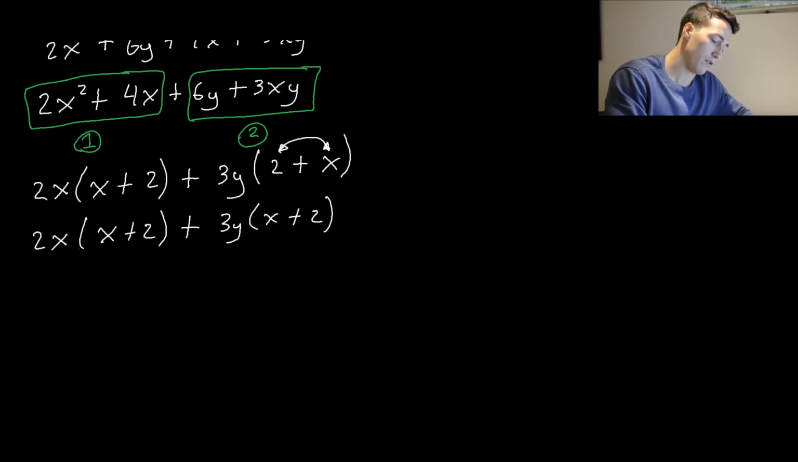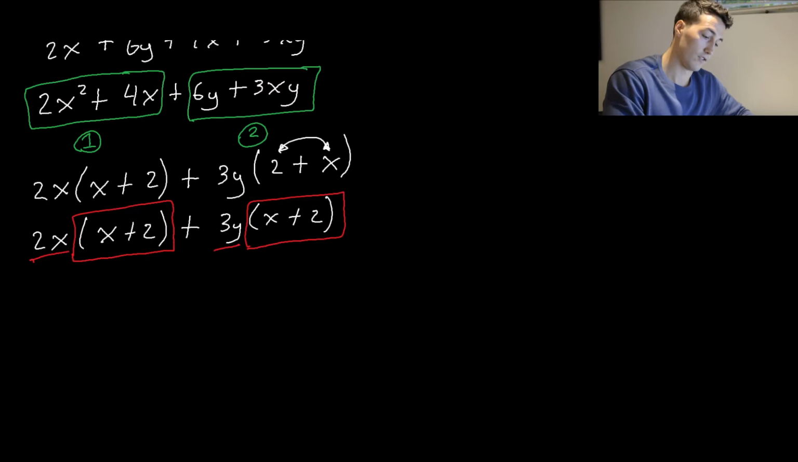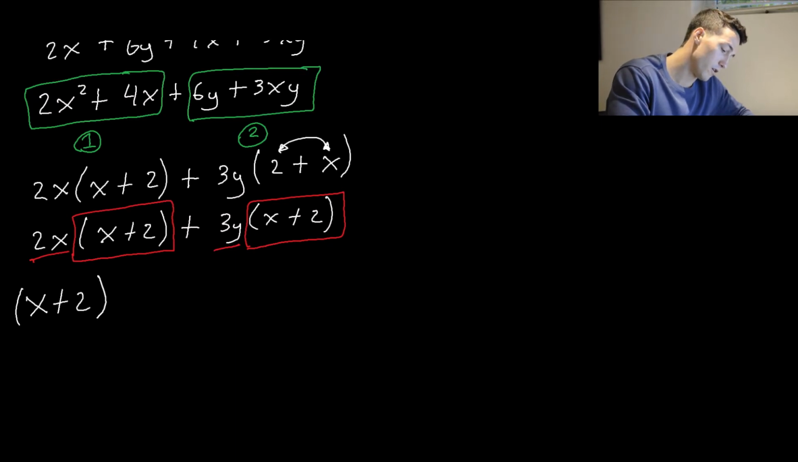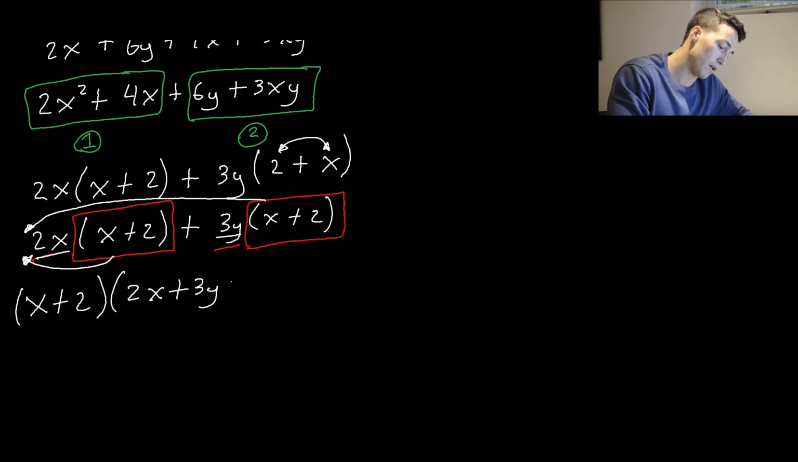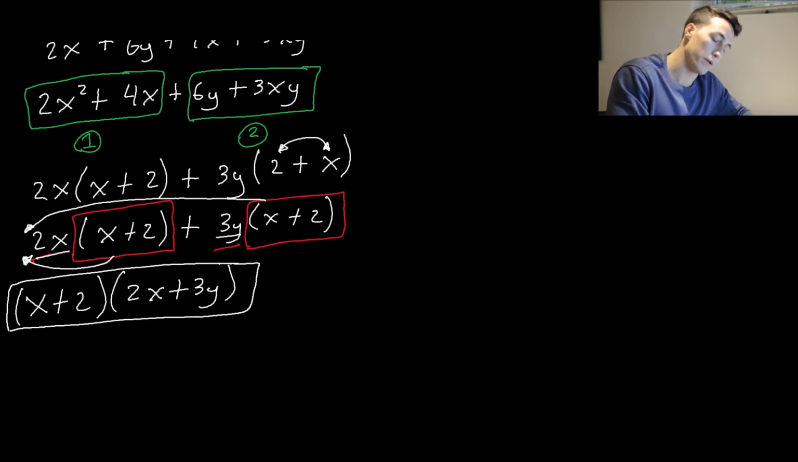So now, what we can tell by doing factor by grouping is that this entire term here is actually common to both the 3y and the 2x. So if we treat this x plus 2 as one term, it's going to be a common factor to both of them. Thus, we can do x plus 2, take this and put it at the front of the bracket, and then we just have the remaining, so the 2x plus 3y. And that would be the fully factored form using grouping.